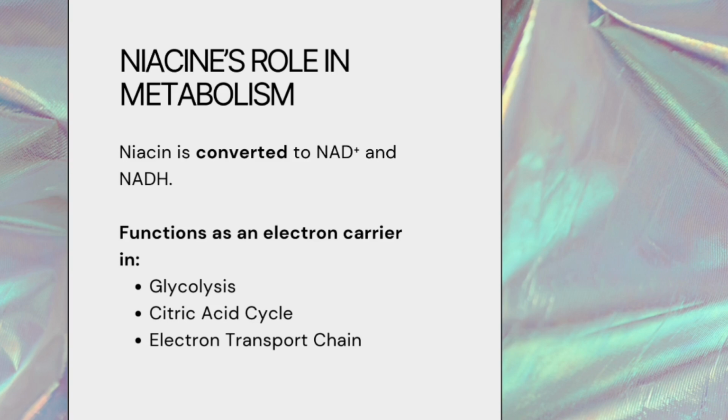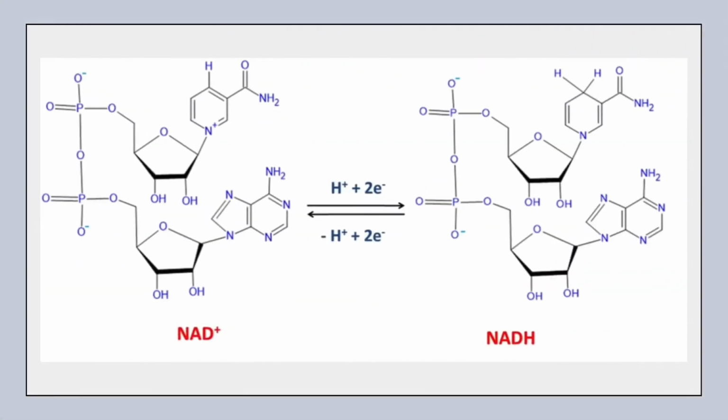And lastly, the electron transport chain. NADH donates electrons to complex 1 of the ETC, becoming oxidized back to NAD+. These electrons travel through the chain, ultimately reducing oxygen to water. The energy released during electron transfer is used to pump protons across the mitochondrial membrane, creating a gradient that powers ATP synthesis. Next is riboflavin. Riboflavin, or vitamin B2, is converted into two key derivatives, flavin mononucleotide and flavin adenine dinucleotide.